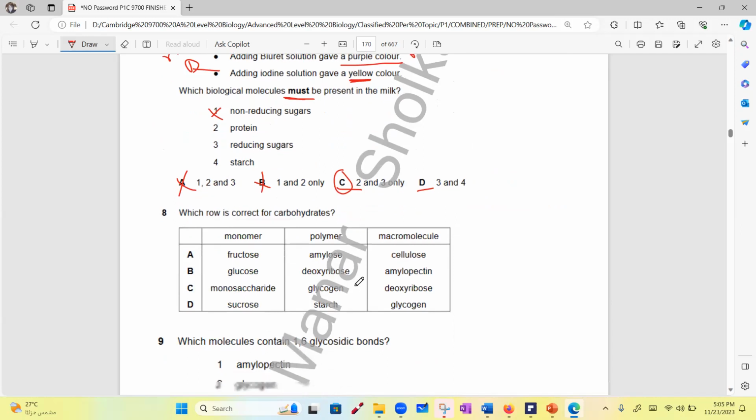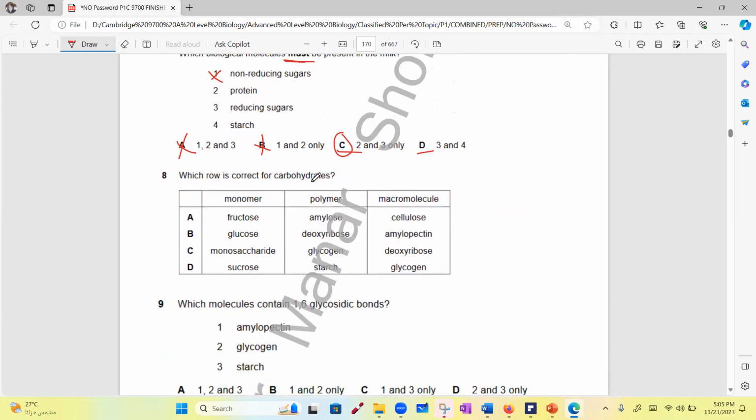Yes. Okay. Now, which row is correct for carbohydrates? What's a monomer, a polymer and a macromolecule? Don't forget that a polymer is a macromolecule also. This is a monomer, this is a monomer, this is a monomer. Okay, so the monomer will not help you. Polymer. Amylose. Yes, sucrose isn't a monomer. Excuse me? Sucrose is not a monomer. Yes, of course it's not a monomer, so we will exclude D. So now we have A, B, and C. Now polymer. Amylose is a polymer. Deoxyribose is not a polymer.